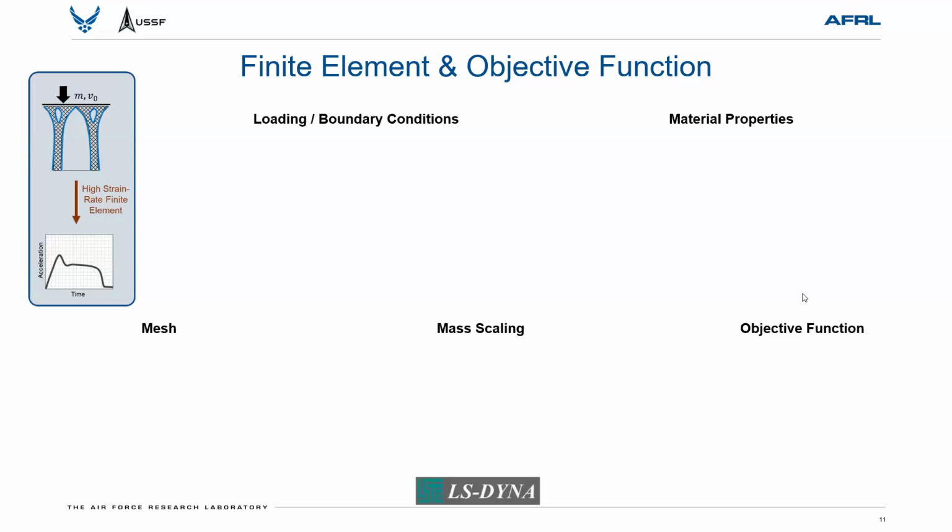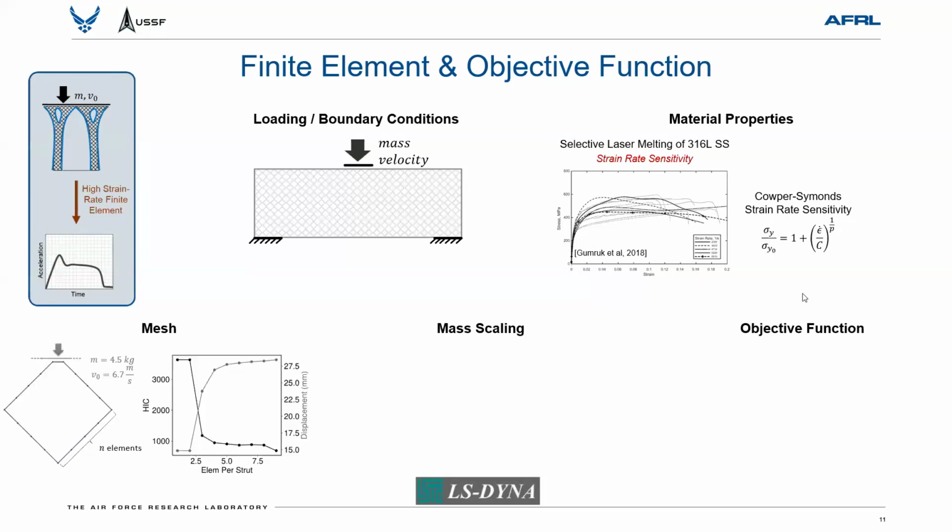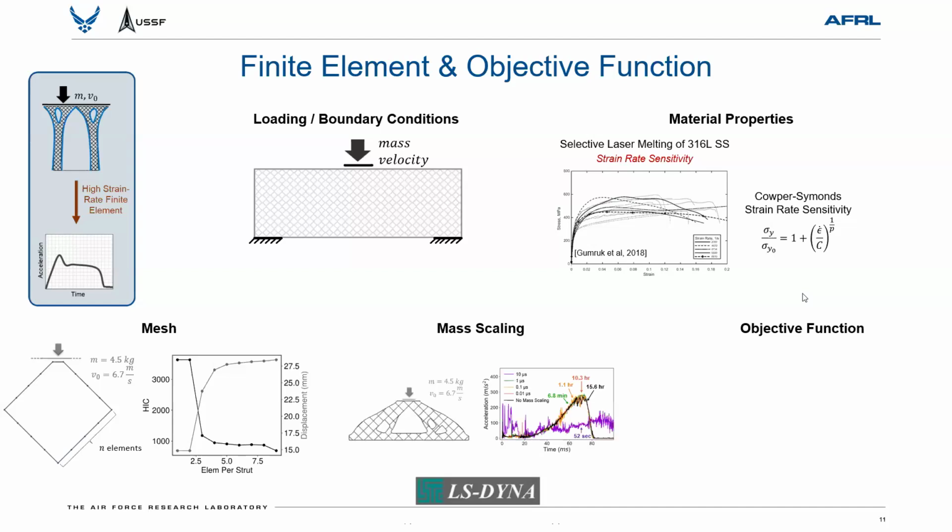Full details are in the paper, but obviously there's some loading and boundary conditions that you start with. We'll consider, like I said, a moving mass. Material properties we set from values in the literature for 316 that had been SLM'd, which has been shown to have, under high strain rates, a Cowper-Symonds strain rate sensitivity, which we include in the model. We did some convergence studies on the mesh. We used beam elements, as you can see here. So we figured out how many elements we need based on the size of the lattice unit cells.